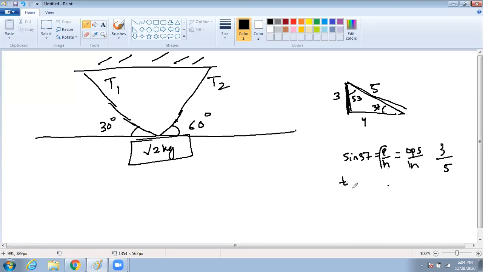Correct? Yes or no, Devika? Yes, sir. Great. In the same manner, what is cos 37? Ma'am, you're asking the value. Yes. In this triangle, what is cos 37? Saru? Ma'am, 4 by 5. Good.